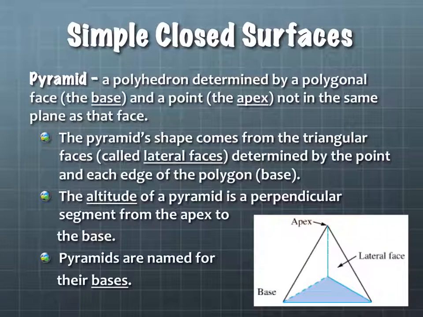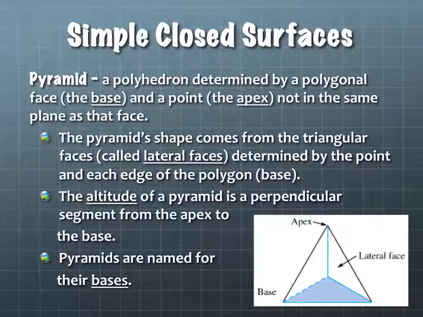Okay. The next ones are pyramids. So with the prism we have these parallel bases, and with the pyramid there's only one base. And what we have at the top instead is called an apex. So a pyramid is a polyhedron determined by a polygonal base and a point at the top, that apex, that is not in the same plane as the base.